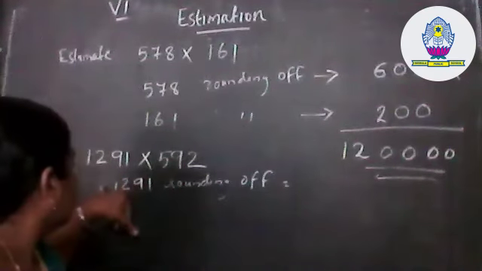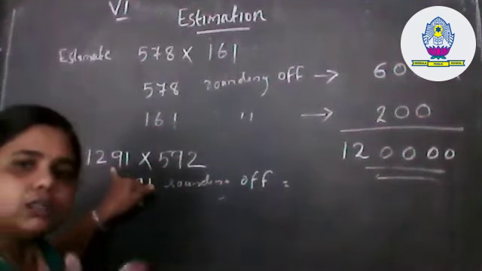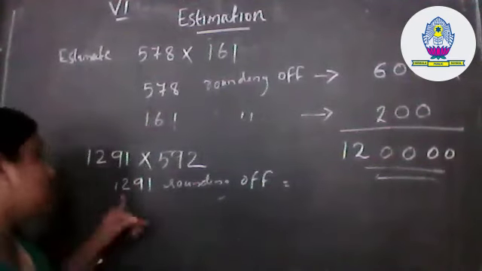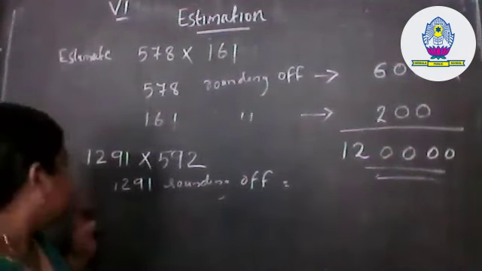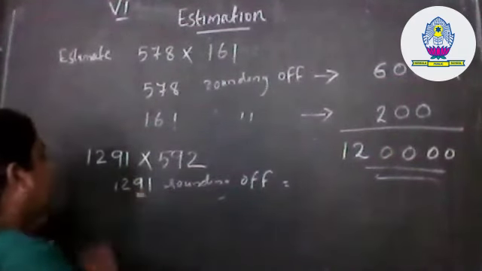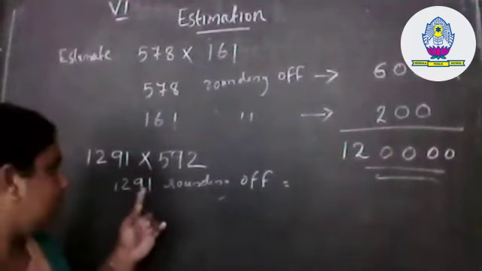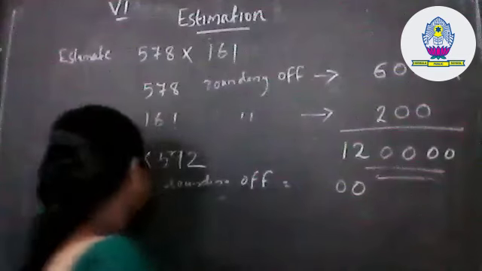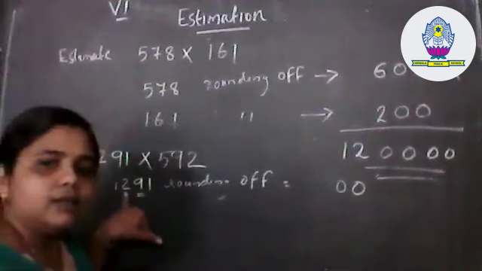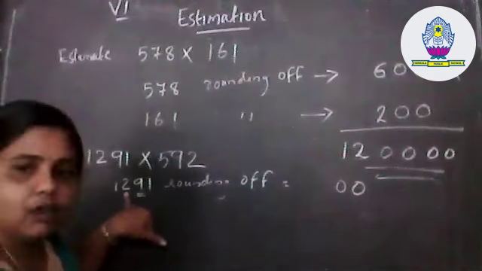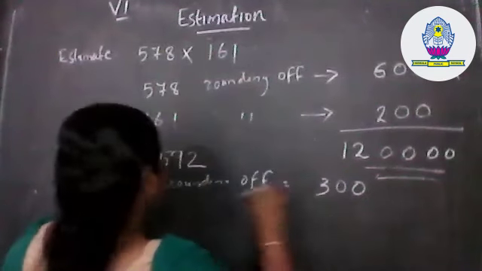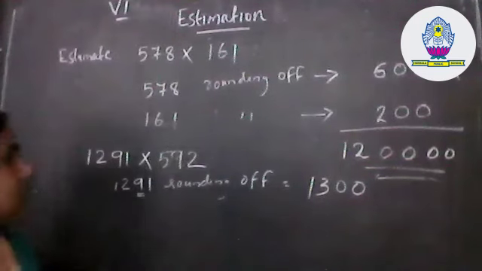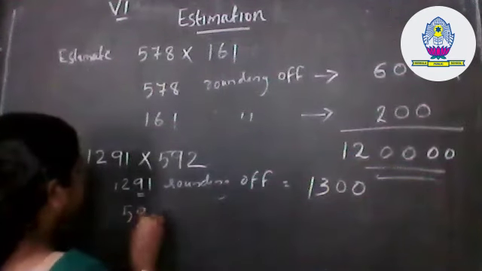So here we round off to the nearest 100. First number is 1291. Here the digit in the tens place is 9, which is greater than 5. So the last 2 digits become 0, and the digit in the hundreds place is increased by 1, that is 3. The first place is 1. So the answer is 1300.